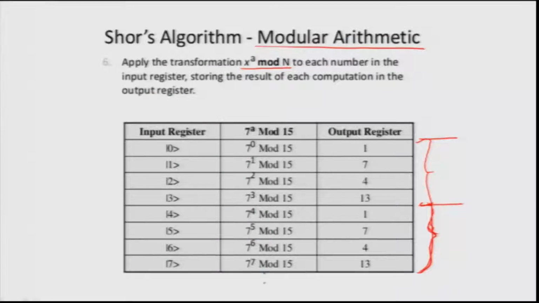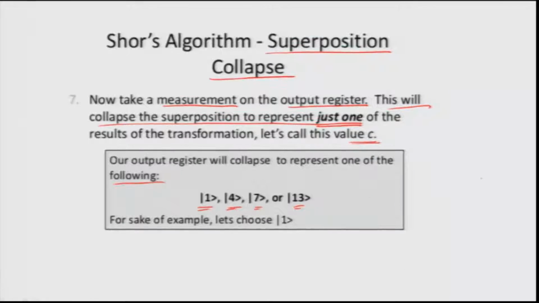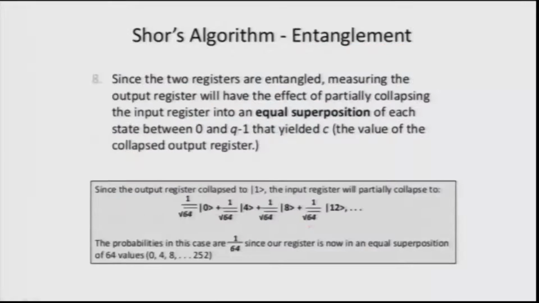If you look at it, these are the distinct numbers we are getting. The next time it is just repeating. So, at any point of time, if you look at the solution, you will only get these 4 solutions, that is it. For the sake of an example, let us say that we have collapsed to 1 and see what happens as a result of that.